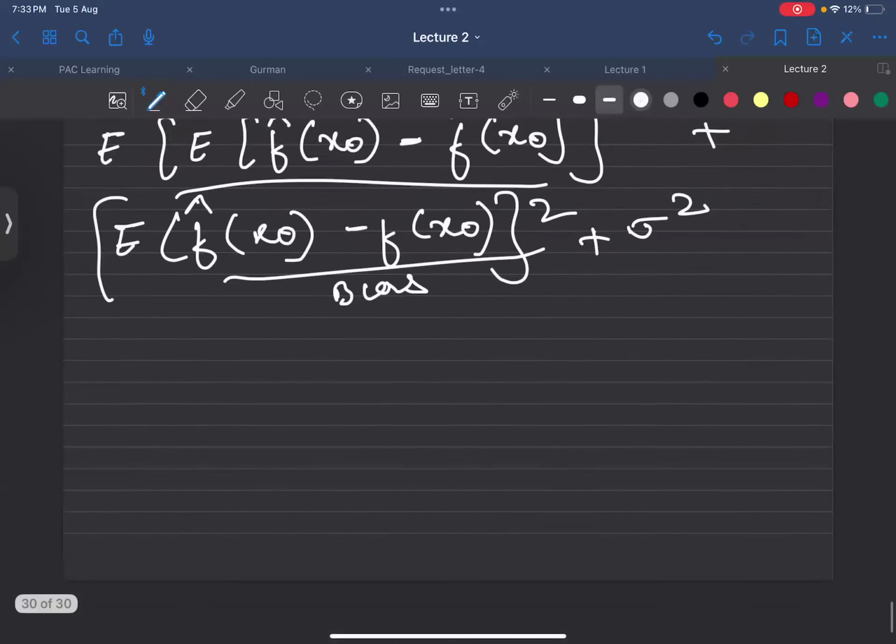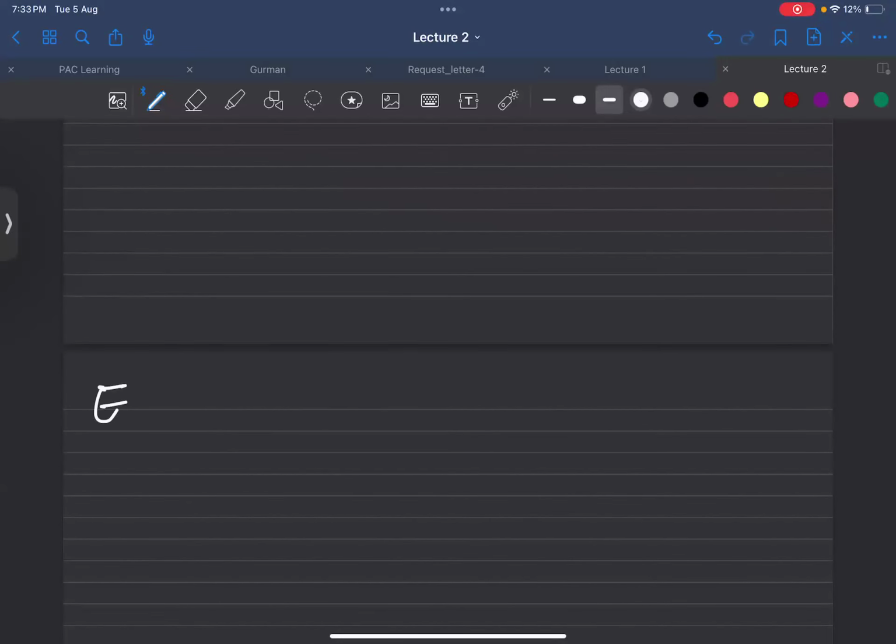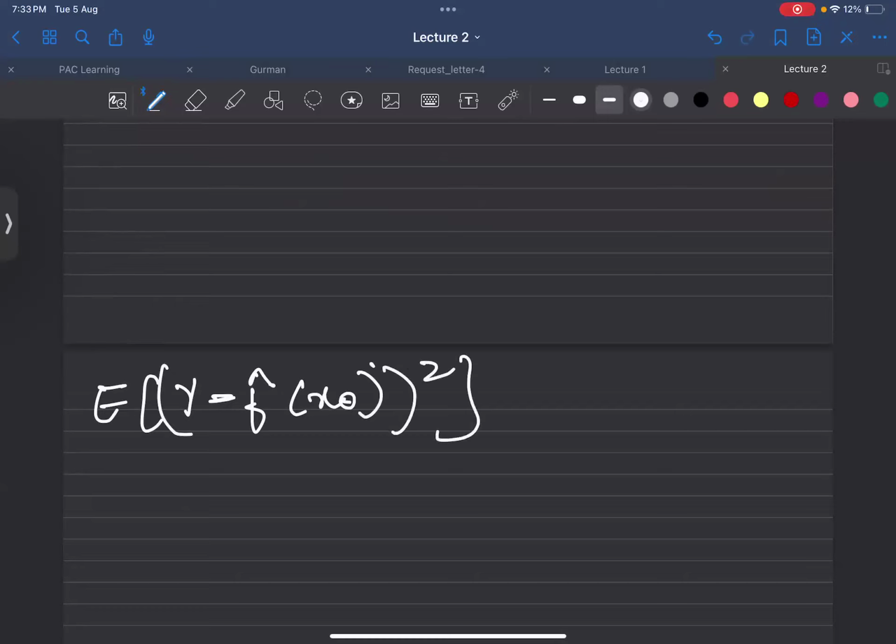Let's write this. So this is it: expectation of y minus f bar x naught square. This is given to us. Can I substitute y equal to f x naught plus epsilon? Can I do that? We have done this. Yes, ma'am.